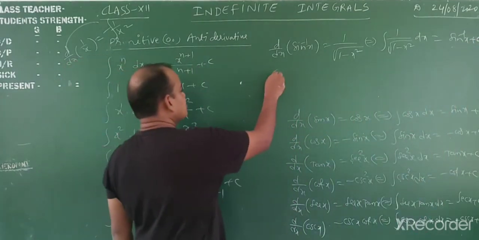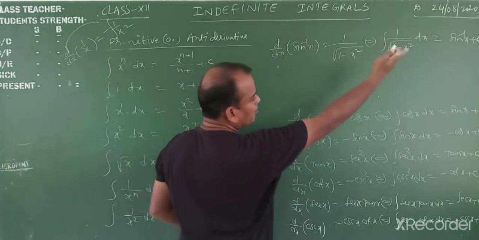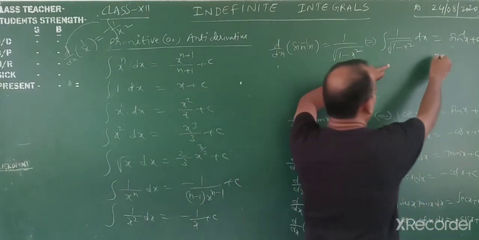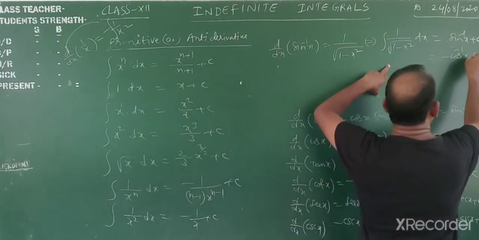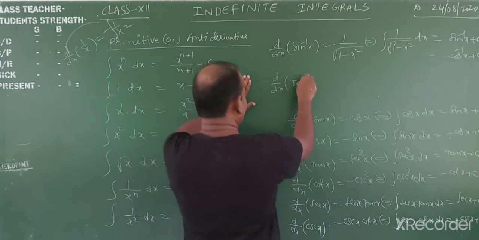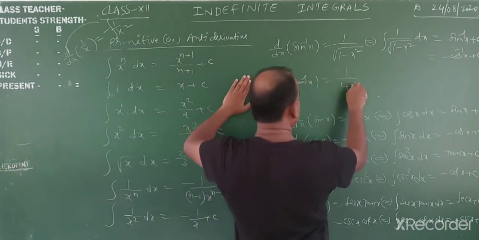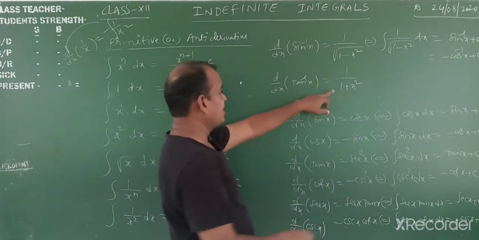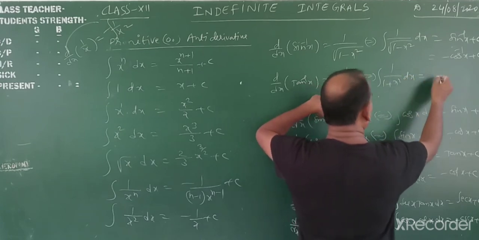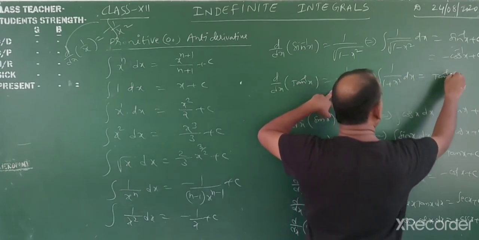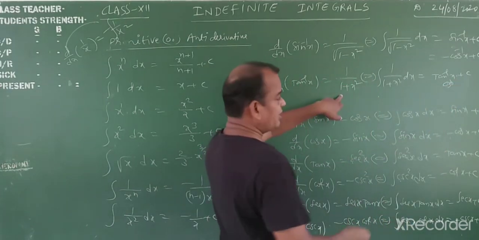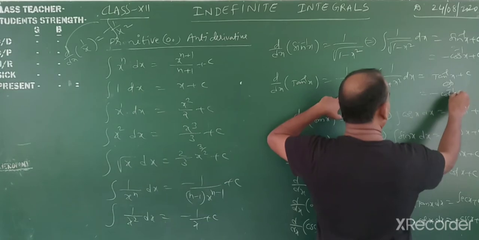Next, the derivative of cos inverse of x is equal to minus 1 by root over 1 minus x square. This is also right: the integral gives minus cos inverse of x plus c. No problem at all. Next, the derivative of tan inverse of x is equal to 1 by 1 plus x square. Now integration: the integral of 1 by 1 plus x square dx is equal to tan inverse of x plus c, or the derivative of cot inverse of x means minus 1 by 1 plus x square, which gives minus cot inverse of x. No problem at all.